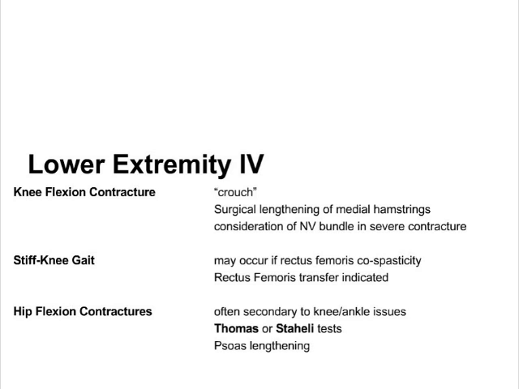Hip flexion contractures often are not a result directly of the neurological lesion, but arise as a result of the knee and ankle issues. At a very basic level, if you imagine someone with an equinus posturing of their ankle and a flexion deformity of their knee, they're going to have to keep their hips flexed during standing to maintain a center of gravity. Hip flexion contractures are obviously looked at with Thomas tests, and psoas lengthening can often be performed.